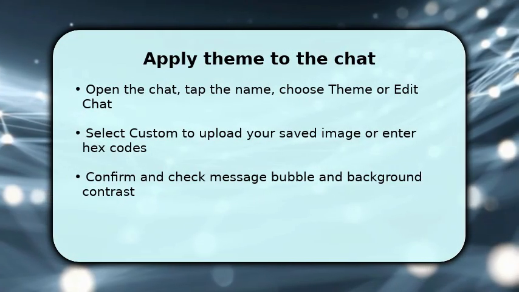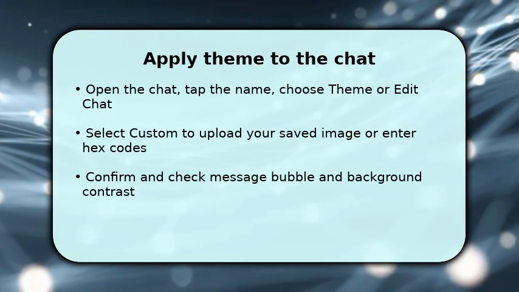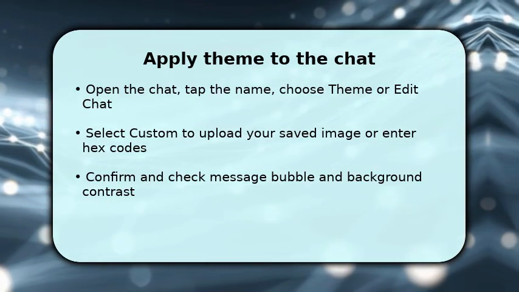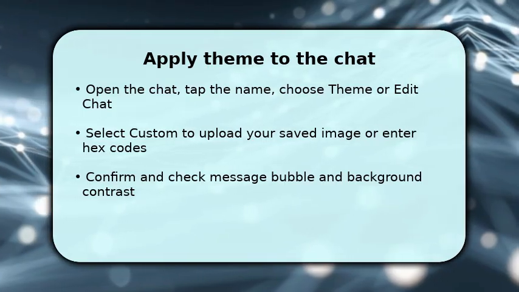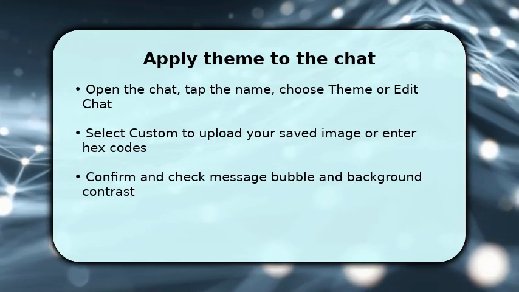Now you apply the theme directly in the chat settings. Tap the chat name, pick theme or edit chat, then choose custom and upload the image you saved or paste the hex codes. Instagram will preview bubble colors and background. Inspect both to ensure legibility.